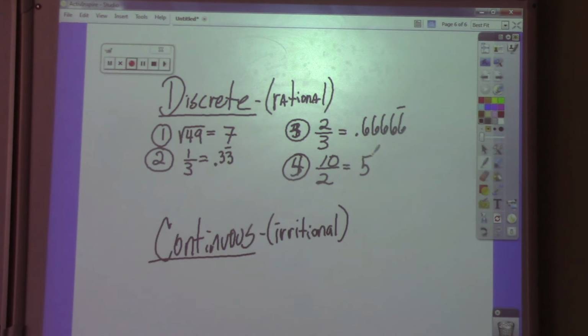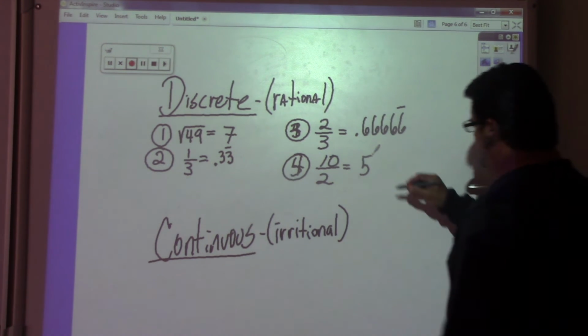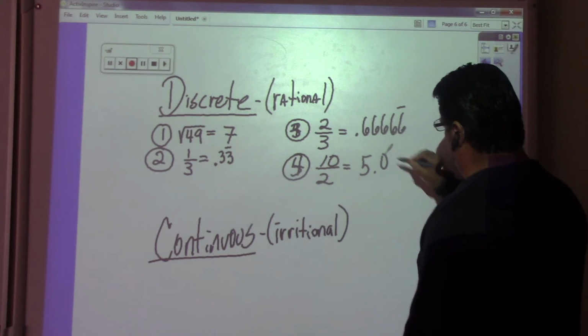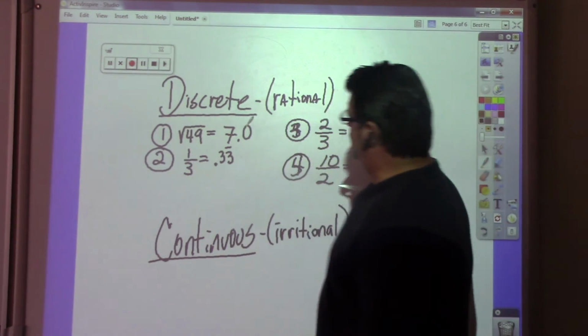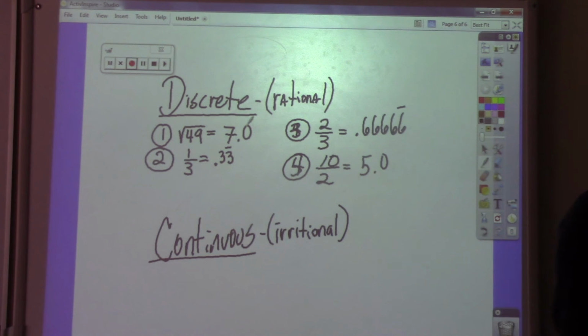Let me ask you a question. If I wanted to write this like this, is that a problem? Or this one like this? Now you can say they're all decimals, but that's not the answer. It has nothing to do with math as far as addition, subtraction, multiplication, division, or anything like that. It has to do with what you're looking at.